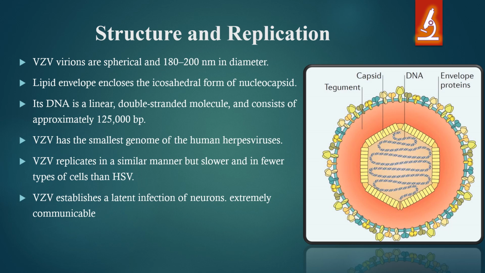125,000 bases. The varicella zoster virus has the smallest genome of the human herpes virus family and it replicates in a similar manner compared to the other human herpes viruses, but it replicates more slowly and in few types of cells. The varicella zoster virus establishes latency in the neurons, and it is extremely communicable.